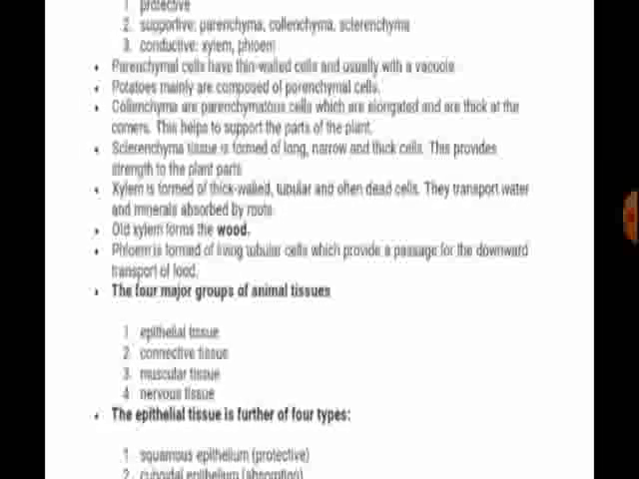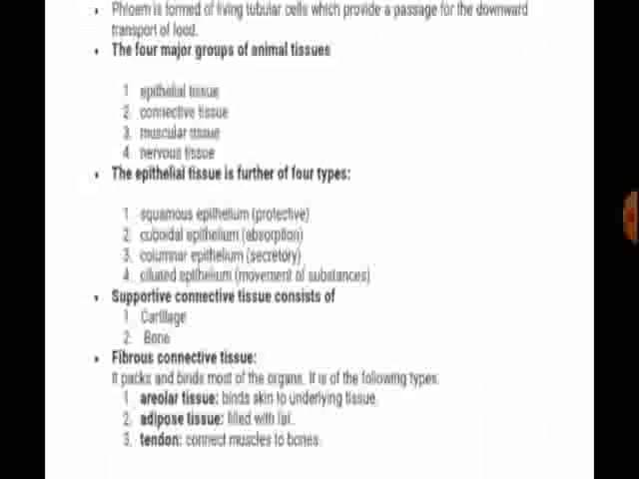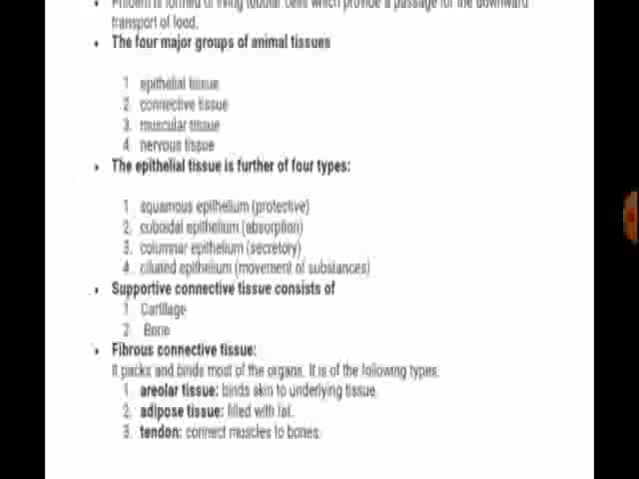Next, there are four major groups of animal tissue. So now you have learned about plant tissue; next, let us learn about animal tissue. The four groups are epithelial, connective, muscular, and nervous tissue. Epithelial tissue has four types: squamous, cuboidal, columnar, and ciliated epithelium. Supportive connective tissue consists of cartilage and bones.